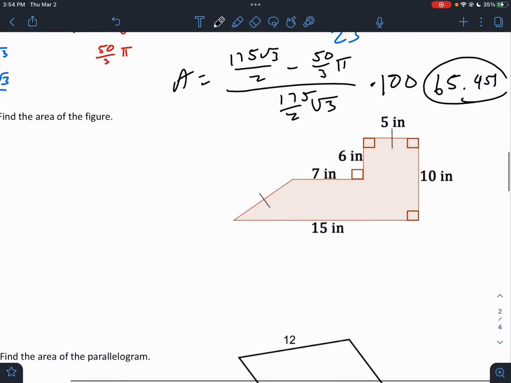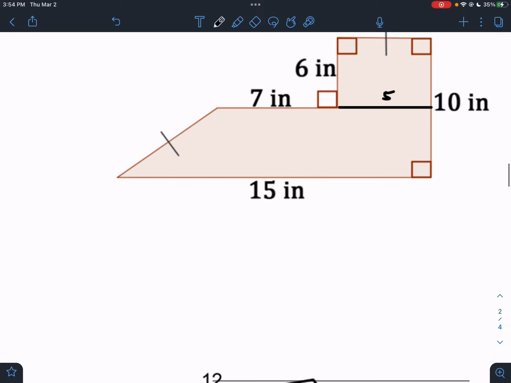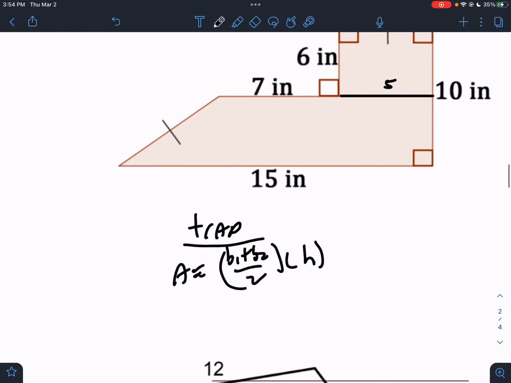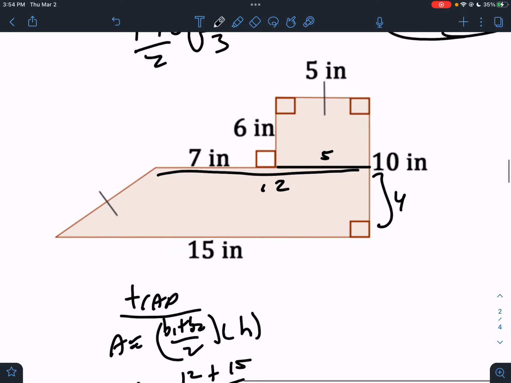Next situation, find the area. There's a lot of ways you could split this up. I suggest cutting it across here. And what we have is this little piece would be 5. So the trapezoid would be base 1 plus base 2 divided by 2 times the height. Well, this entire base would be 7 plus 5 would be 12. So that would be 12 plus 15. The height here would be 4, right? Because if this is 6, then this would have to be 4.